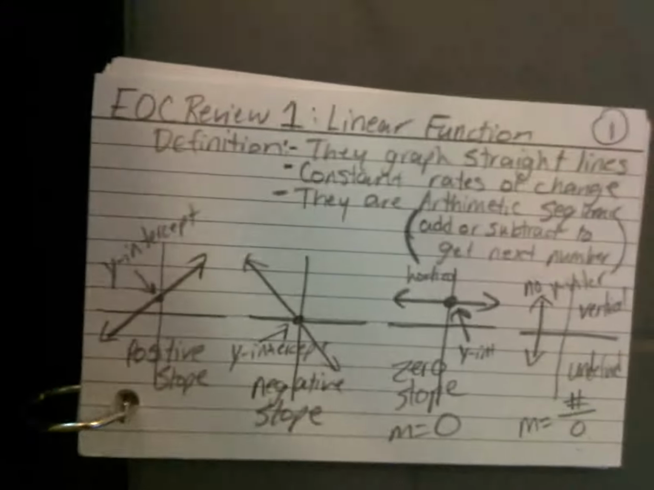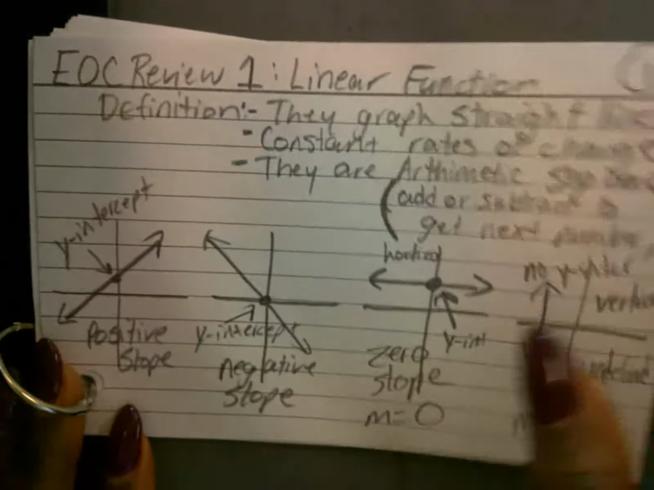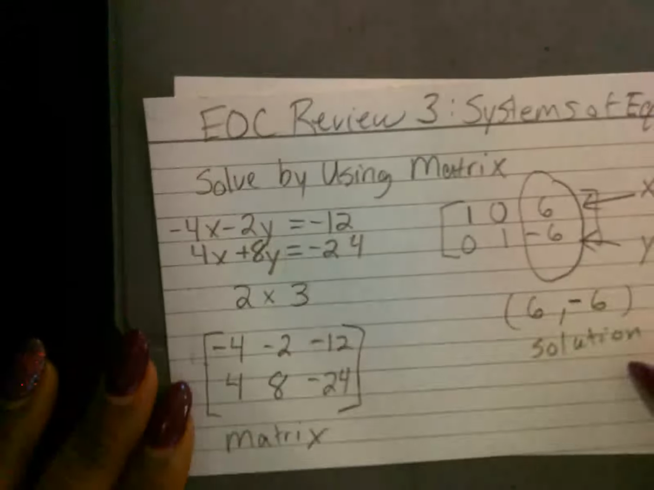All right, this is EOC review number 4. I am going to quickly go over the cards. Okay, this is card number 1, where we talked about linear functions and the different slopes. Please make sure you read over your cards. Okay, I'm going backwards.